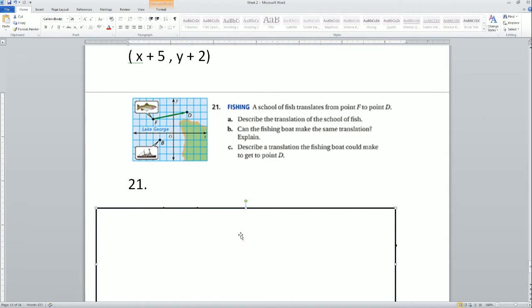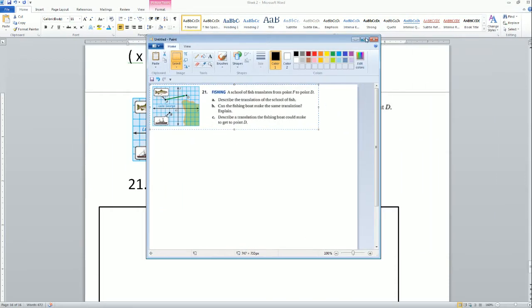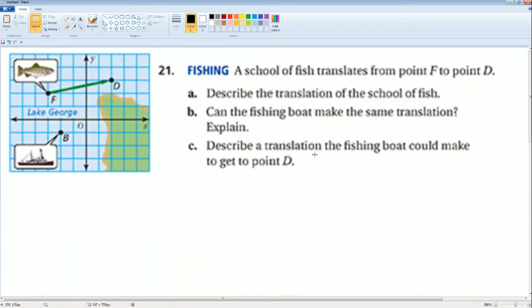Right, it's the fish problem. Okay, it says describe the translation of the school of fish. So let's grab this image. We can work in Paint here. Right. Okay. So it goes from here, F. It starts from F, then it goes to D. Okay, because this is the fish. Right. So what happened here? Let's grab red this time.